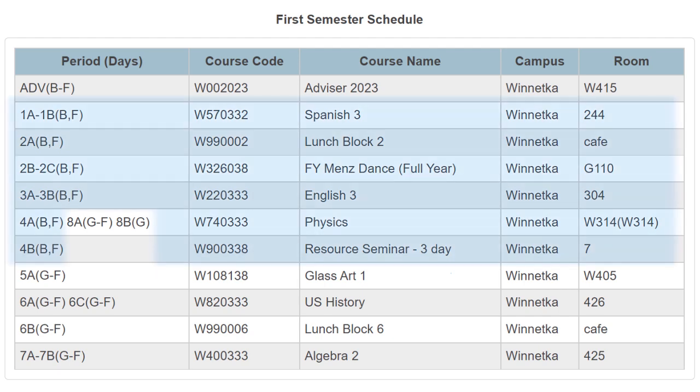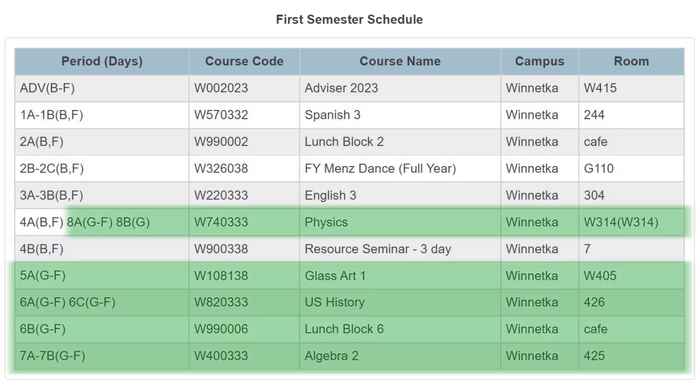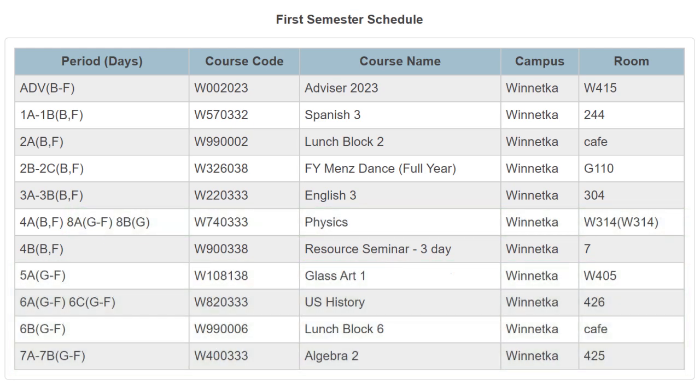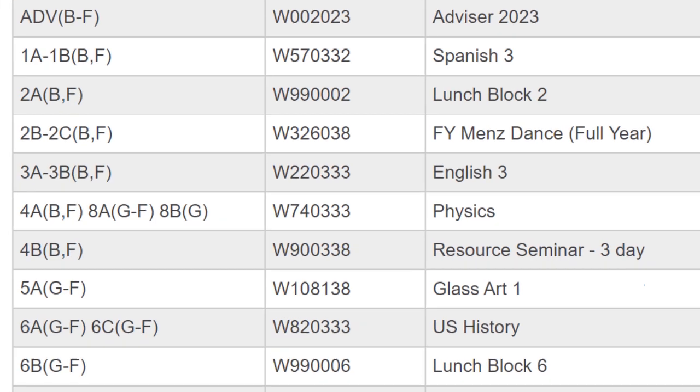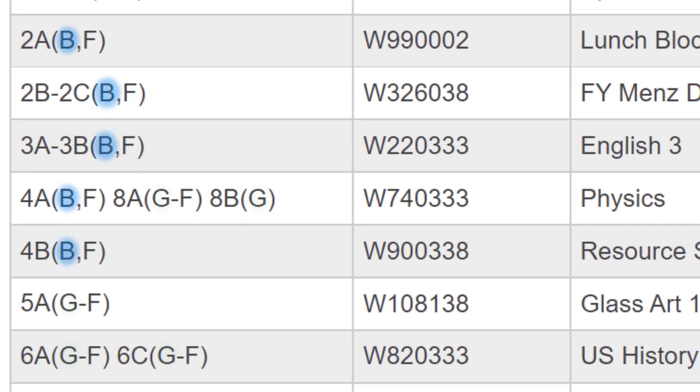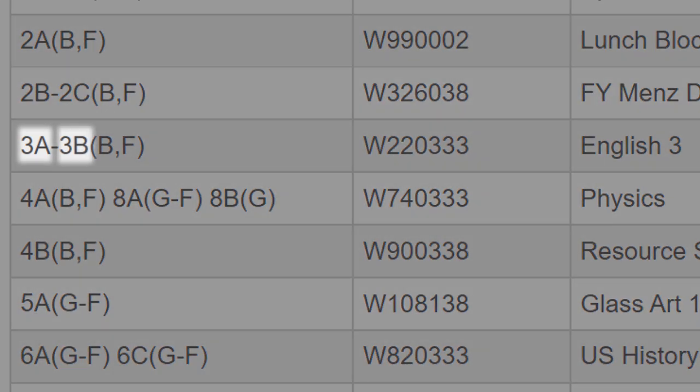Classes in blocks 1 through 4 will always meet on blue days, and classes in blocks 5 through 8 will always meet on green days. This is indicated on your schedule in the parentheses next to the block number, B for blue, G for green. In order to accommodate certain classes that only meet for half of the time of a regular class, you will notice that each block is divided into two half blocks labeled A and B.